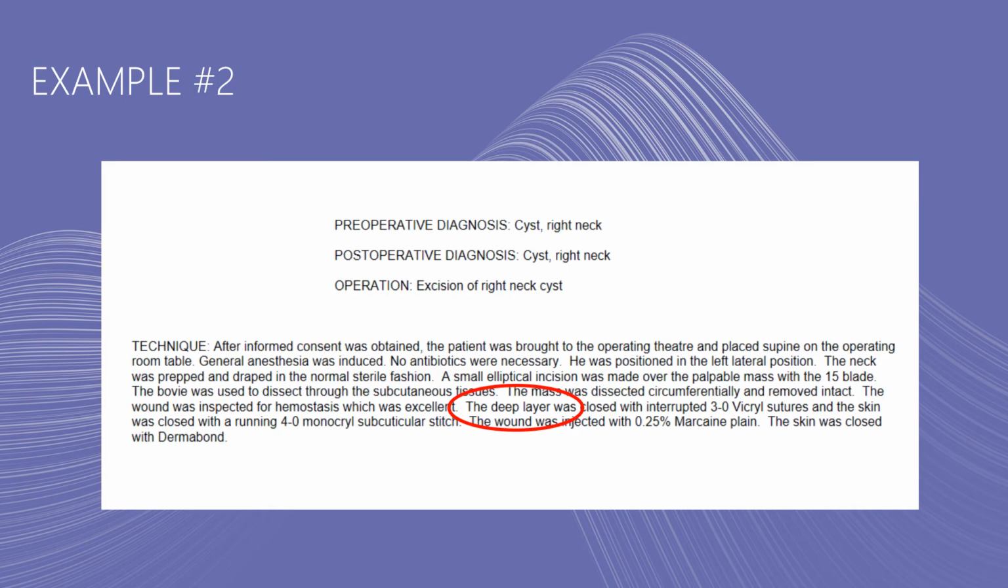Similarly, here's an example of documentation of a cyst, and I circled where it said the deep layer was closed with interrupted 3-0 Vicryl sutures and the skin was closed with running 4-0 Monocryl subcuticular stitch. It's evident that I think they were trying to document layer closure, but unless you say specifically what layer was closed, instead of just saying deep layer, the coder's not going to pick it up.